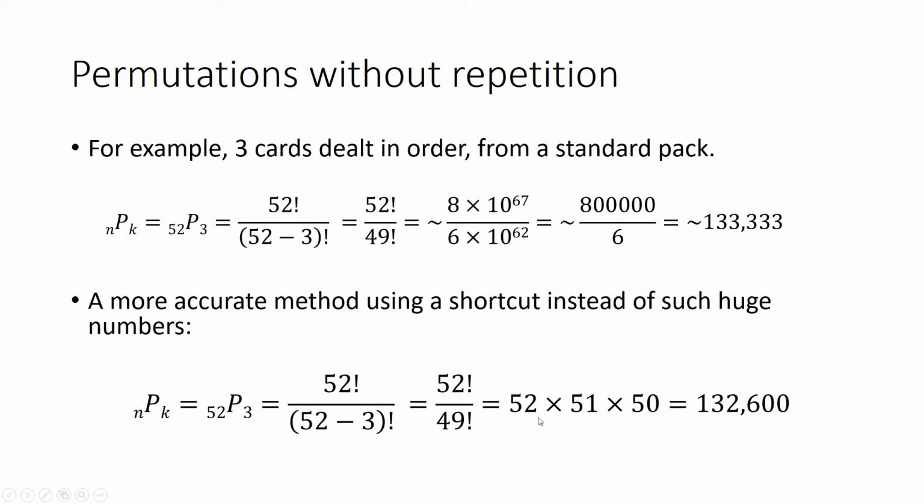So 52 times 51 times 50, and we stop at 49 because that's all included on the denominator in the bottom. So we don't bother calculating them for either side of the fraction because they'll cancel out. And then you get an exact number, 132,600 possible permutations.